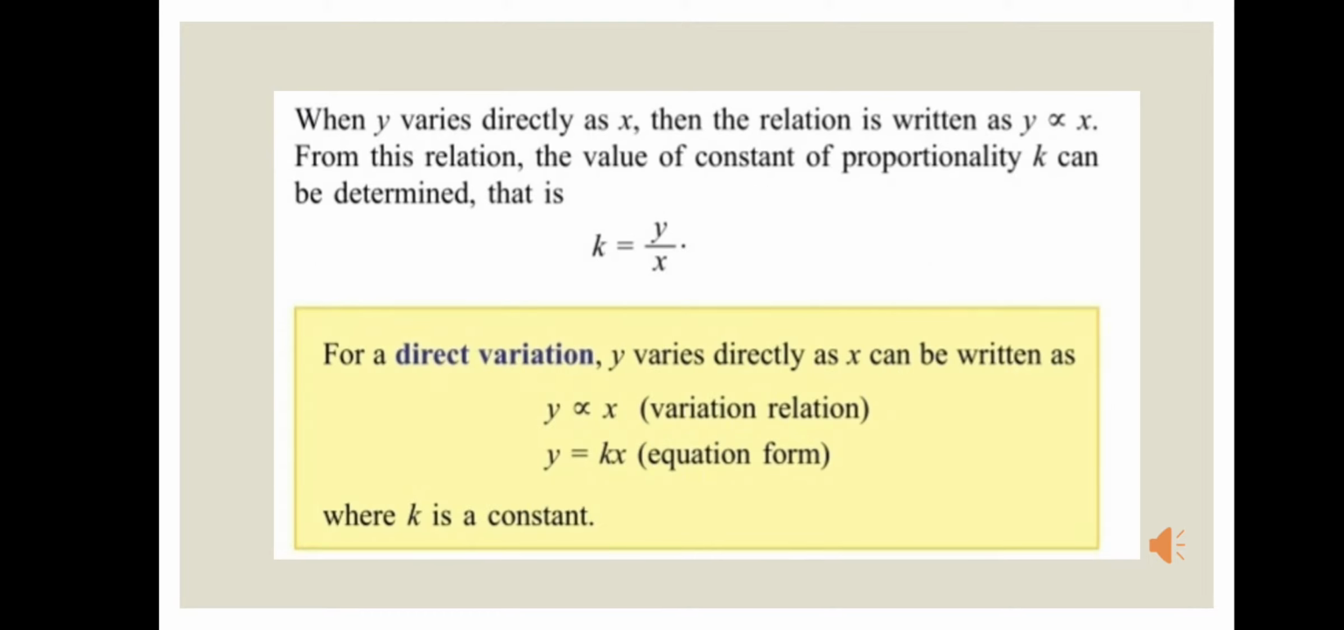When y varies directly as x, then the relation is written as y alpha x. From this relation, the value of constant of proportionality k can be determined, that is, k equal to y over x. For a direct variation, y varies directly as x can be written as y alpha x, which is also a variation relation. Whereas y equal to kx is in equation form, where k is a constant.